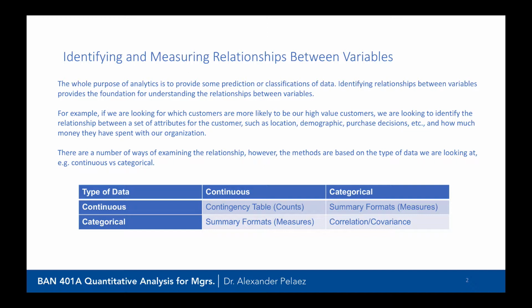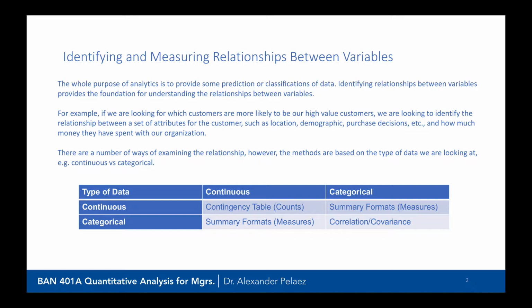So let's take an example. If we're looking for which customers are more likely to be our high-valuable customers, what we're looking to do is identify the relationship between a set of attributes for the customer, such as location, demographic, purchase decisions, etc. And we want to see how those attributes relate to how much money they have spent within the organization. This way, we'll be able to identify, based on their attributes, the probability that these folks are going to be a high-value customer.